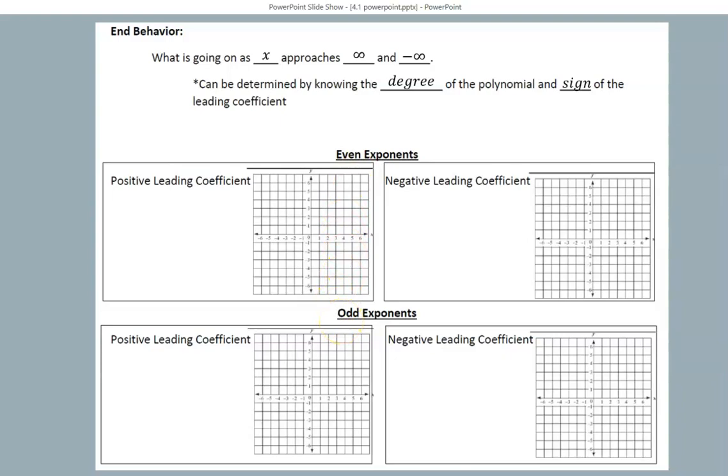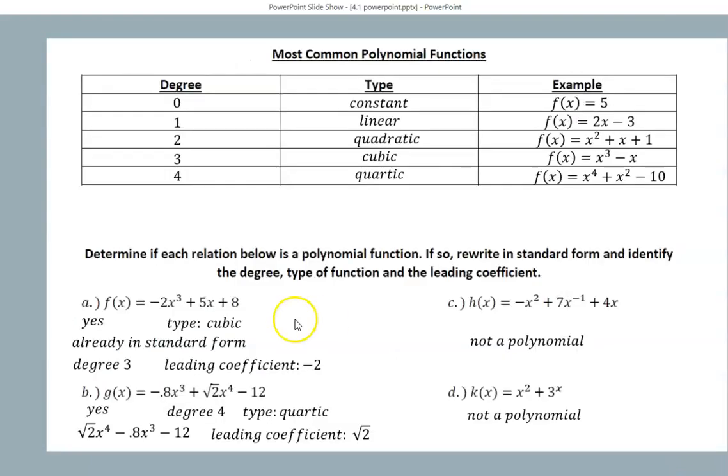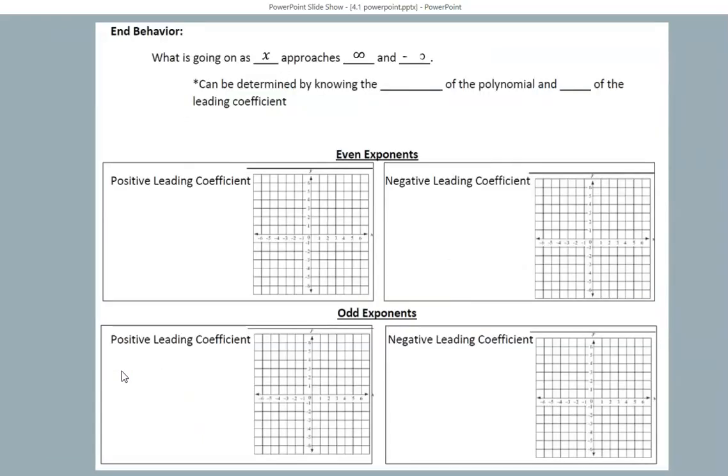So if one side goes up, the other side goes down. If one side goes down, the other side goes up. So the first thing you always do is you determine the degree. Is the degree even or odd? Backtracking a little bit, you would look here and say, okay, the degree is even, that's going to be the same direction. The degree is odd, that's going to be opposite directions.